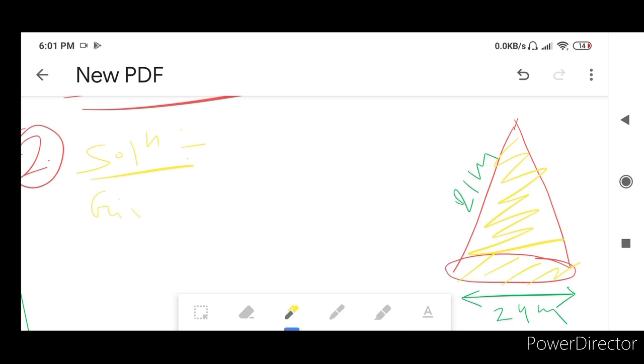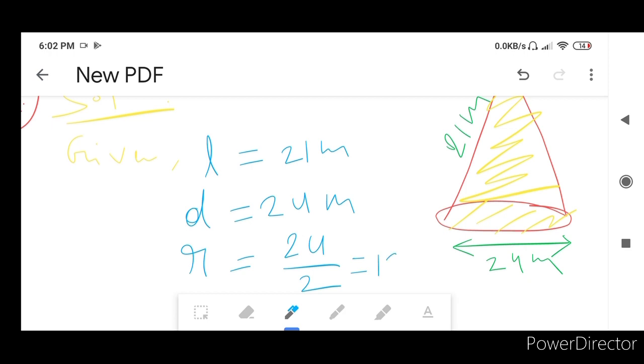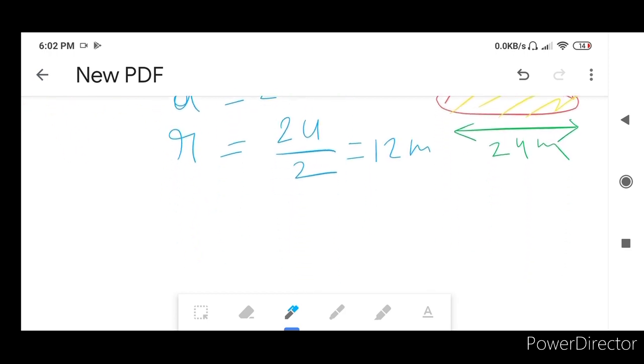Given: what are we given? L is equal to 21 meter, it is given. Next, the diameter we will denote as D. So diameter D is equal to how much? D is equal to 24 meter. And what is my radius? Radius is equal to 24 divided by 2, that will be 12 meter.